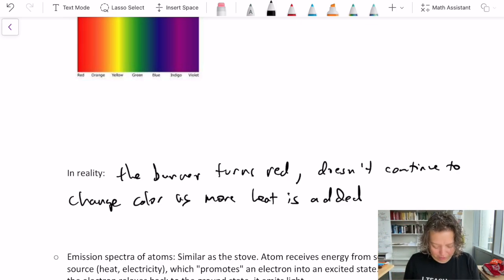And I should note here that the experiment that was being done, this was, you know, at the beginning of the 1900s. This wasn't a stovetop burner. The stovetop burner is just an example I'm giving because it's something that we are probably more familiar with.